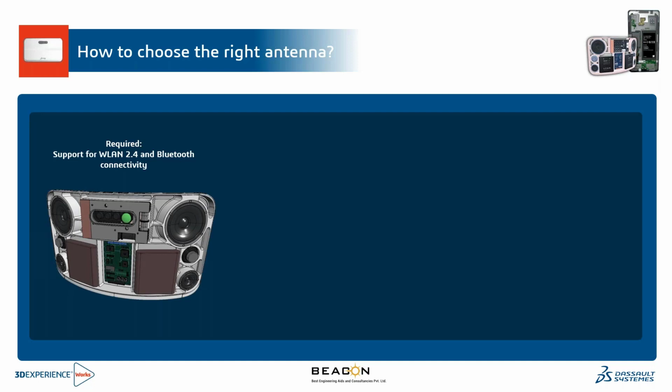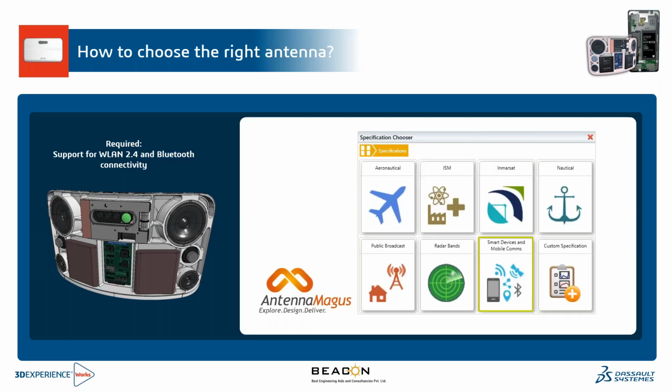After thinking about it, the next question is what types of antenna we are looking for. What is the frequency at which we are going to match and show the performance of the antenna? Here for this BME, we will be looking for LAN 2.4 and Bluetooth connectivity. In Antenna Magus, we have various templates or specification choosers with respect to various industries like aeronautical or ISM, then public broadcast, radar band, smart devices, and if we want to choose custom specifications, we can do that as well.